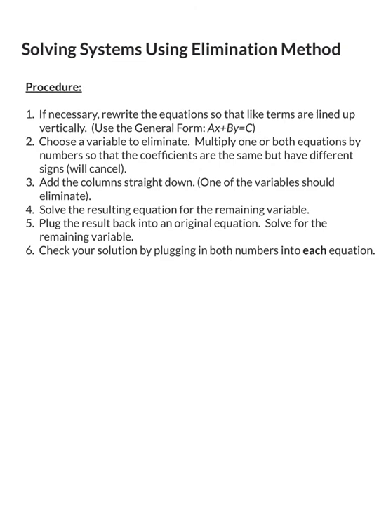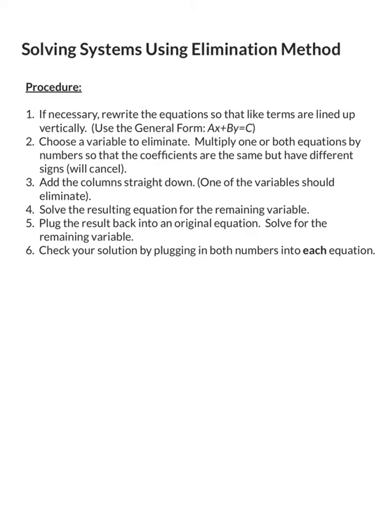So our procedure in order to solve using the elimination method is, if necessary, rewrite the equations so that like terms are lined up vertically. The best way to do this is to use the general form, or ax plus by equals c. Our second step is to choose a variable to eliminate. Doesn't matter which one we pick, but what we are going to want to do is multiply one or both equations by numbers so that the coefficients are the same but have different signs. In order to do this, this is where we need to know our least common multiple.